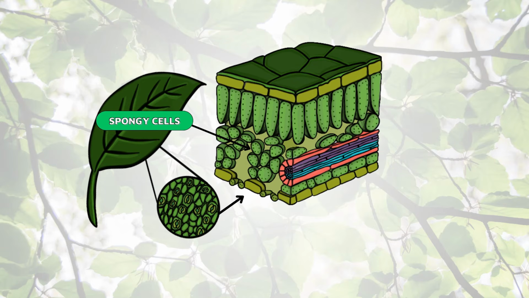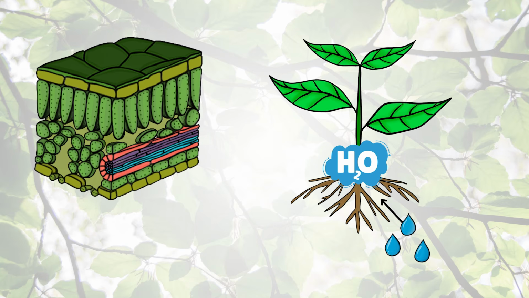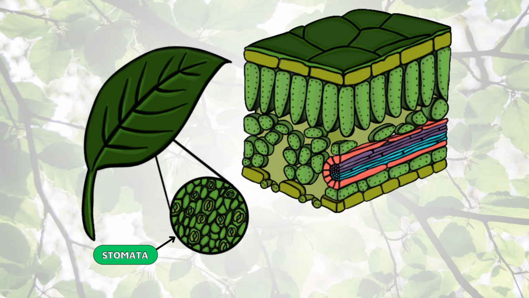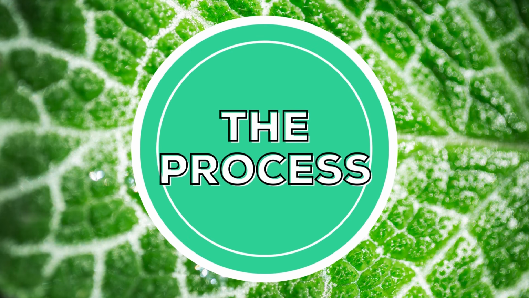Below that are spongy cells with open air spaces and vascular bundles of xylem and phloem that run from the plant roots all the way to the leaves. The xylem brings water the roots absorb from the soil all the way up to the leaves. The lower layer has many pores called stomata. Each stoma is surrounded by two guard cells which control the opening and closing of the stomata.